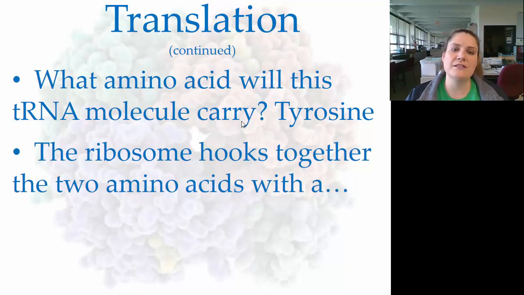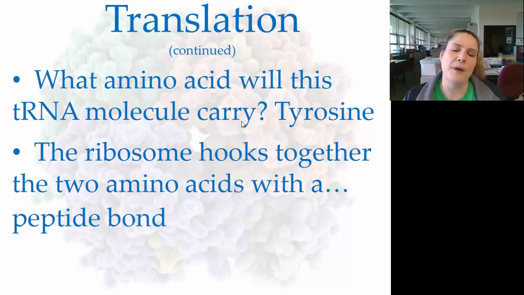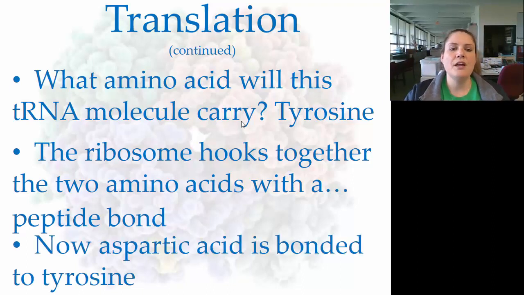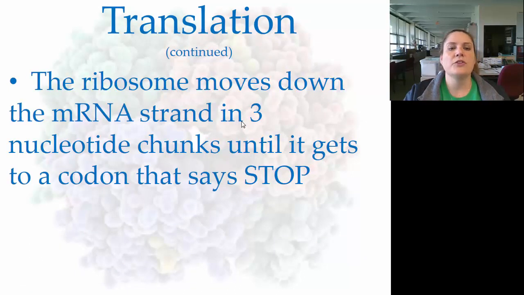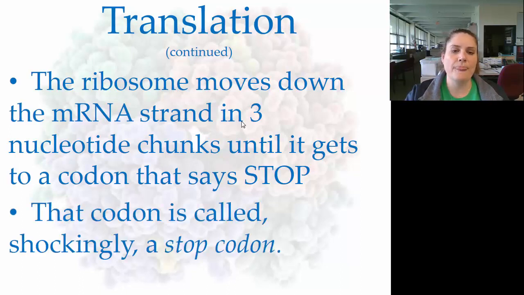Okay, the ribosome then is going to hook together the 2 amino acids. How's it going to hook those 2 amino acids together? What's it going to use? Good, a peptide bond, because we know that amino acids are connected to each other with a peptide bond. Okay, so now we have our aspartic acid that's bonded to tyrosine. The ribosome is going to move down the mRNA strand in 3 nucleotide chunks until it gets to a codon that says stop. Shockingly enough, this is called a stop codon.